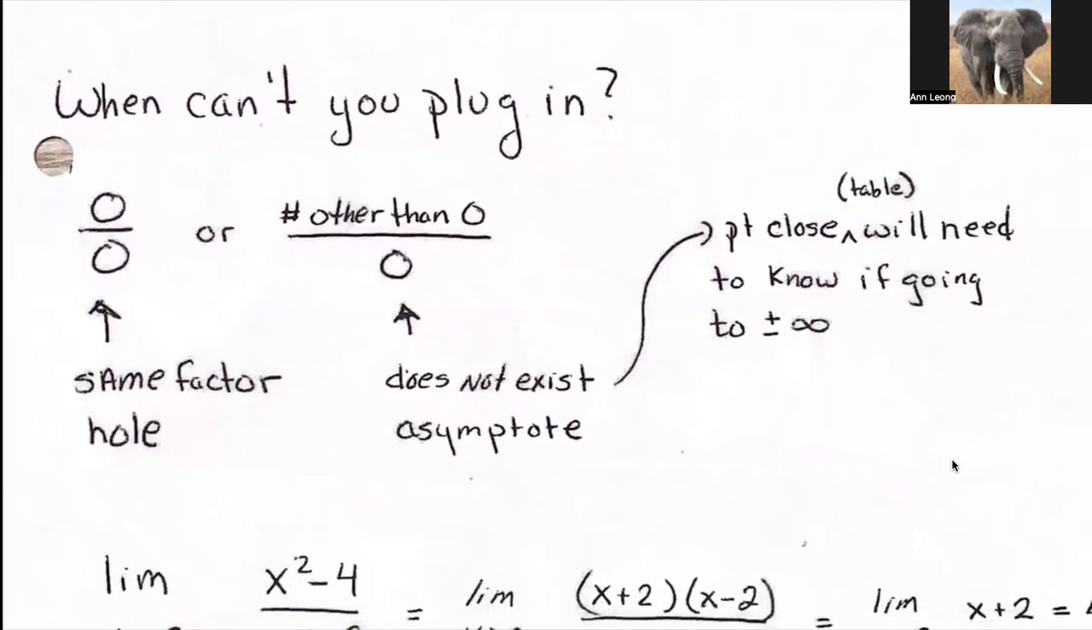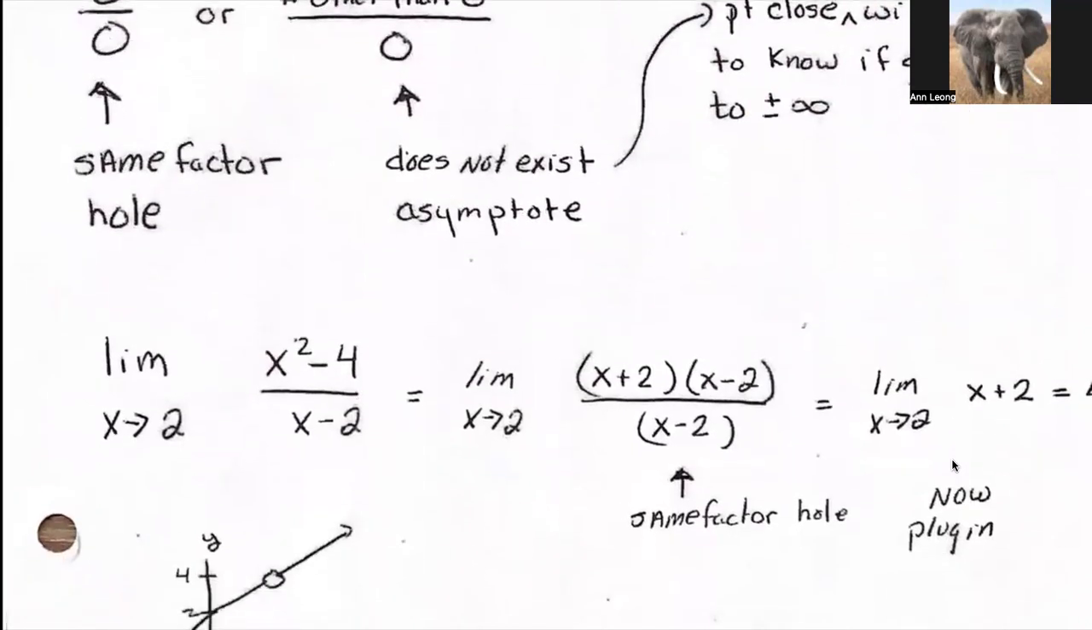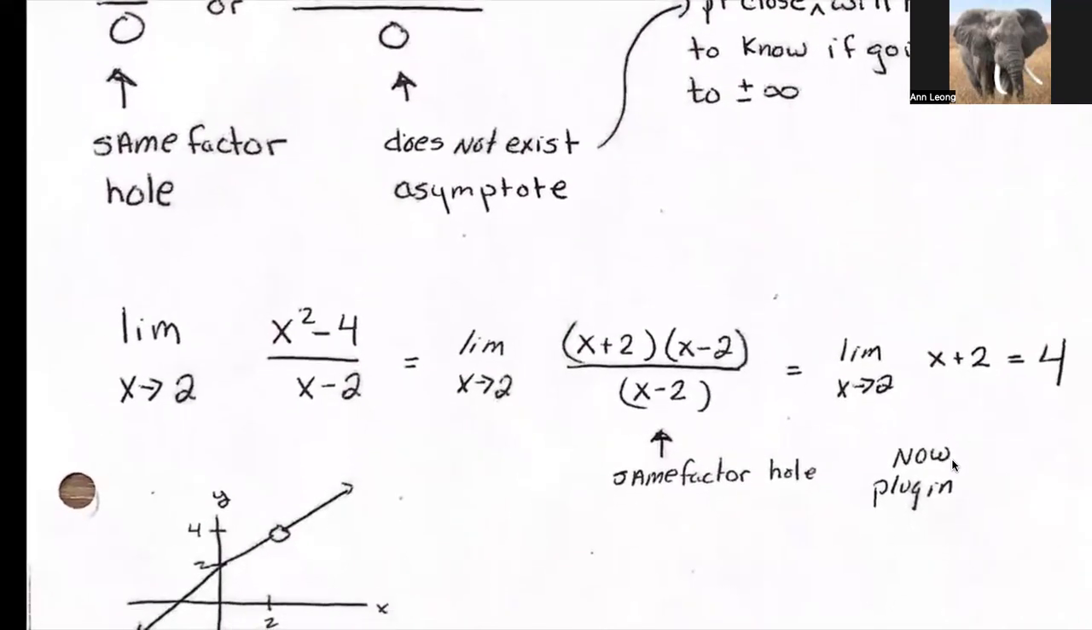So if you wanted to know if it was going to positive or negative infinity, you can make a table on your graphing calculators, and you can see if it infinitely increases or infinitely decreases, going to positive or negative infinity. All right. So for example, if I have the limit of this function as x approaches 2, I can factor this.